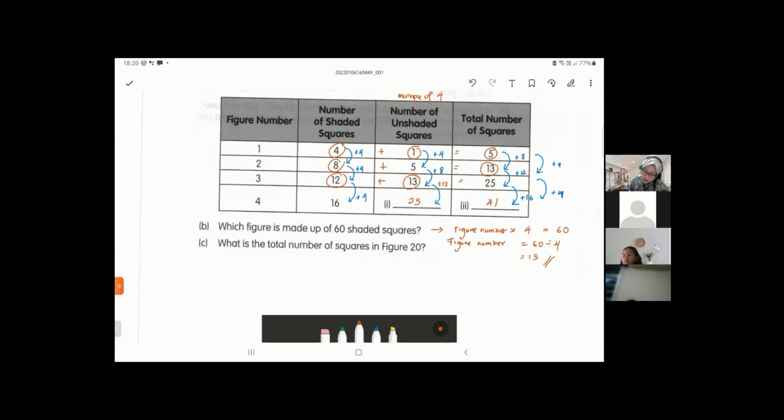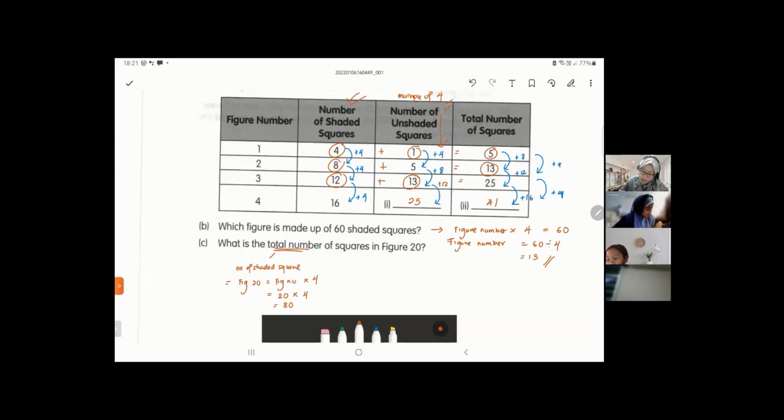Now for part C, what is the total number of squares in figure number 20? So total, not the shaded, not the unshaded, but the total. So we break it up to number of shaded squares first. For figure 20, equals to figure number times 4 equals to 20 times 4, and this is 80. Remember, it's times table 4, right? For the shaded part here, it is in times table 4. This is multiple of 4. The addition is in multiple of 4.